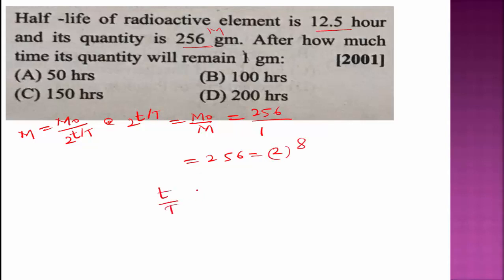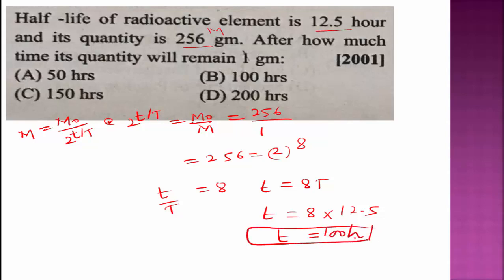Therefore t by T is equal to 8, or small t is equal to 8 times T. Now small t is equal to 8 into the half-life of that radioactive element, that is 12.5. 12.5 into 8, that is 100 hours. Time t is equal to 100 hours. Option B is the right answer.